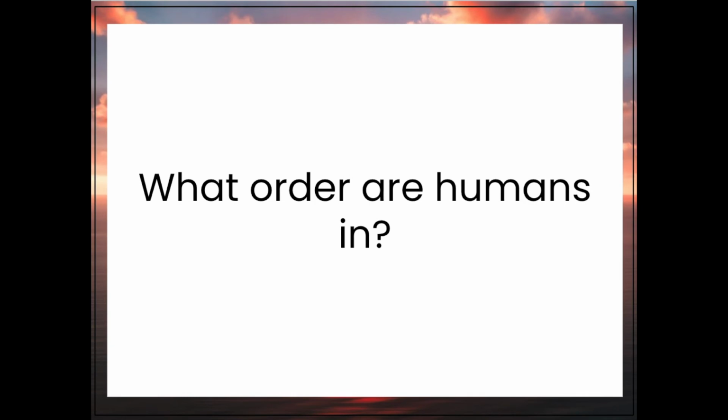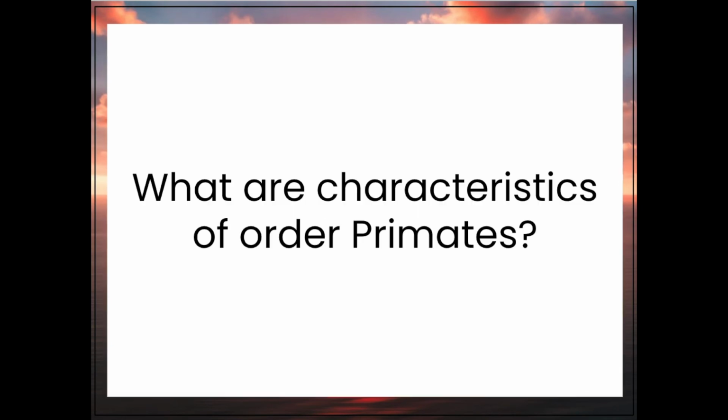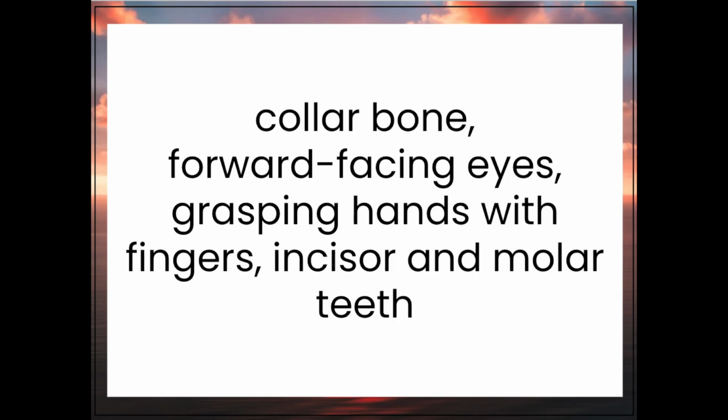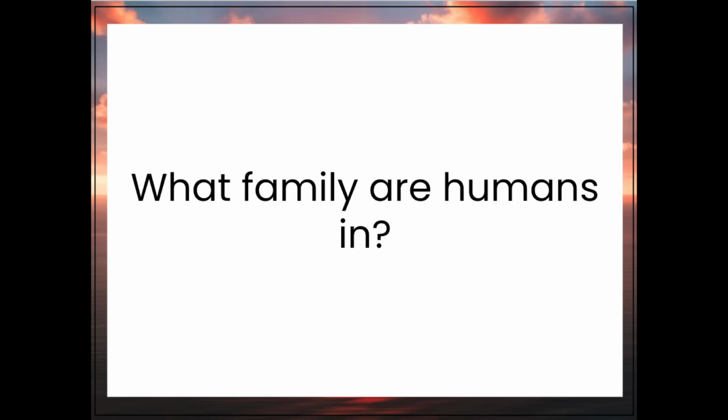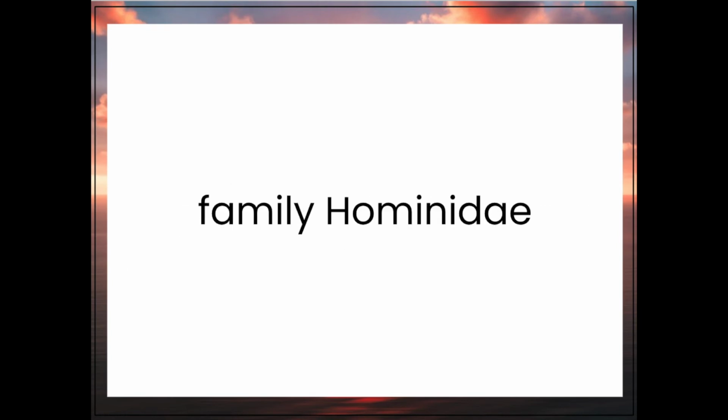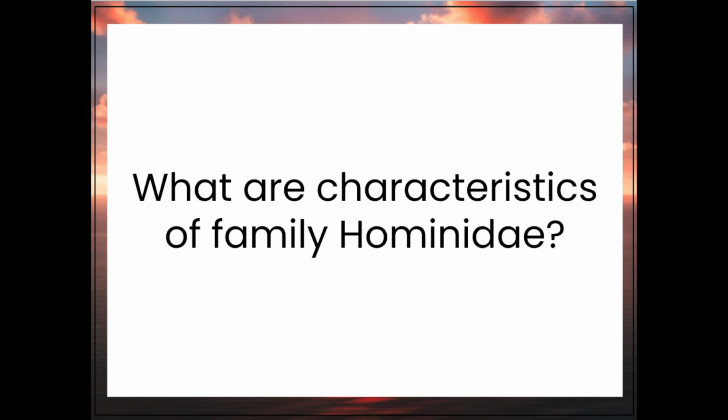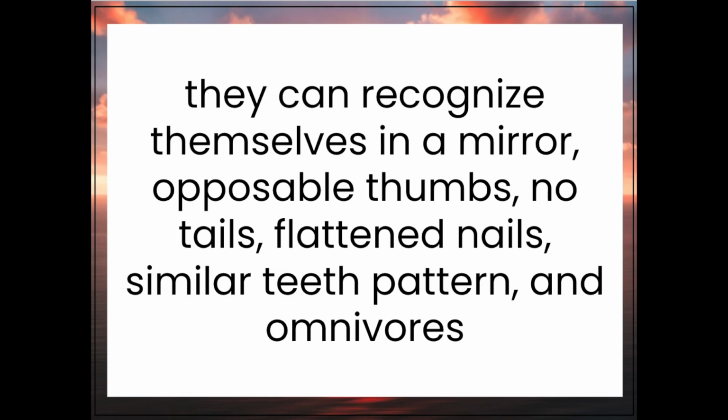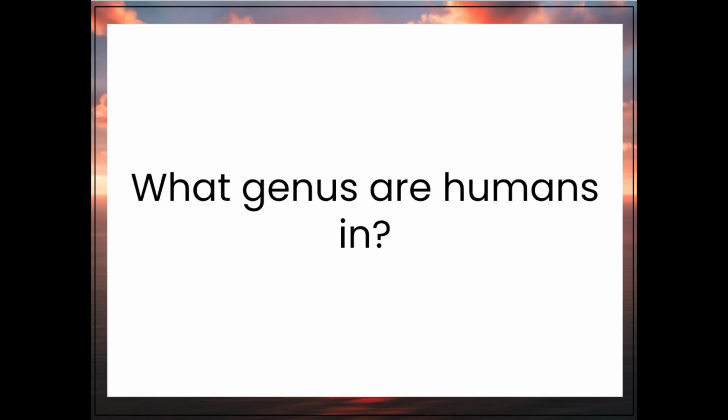What order are humans in? Primates. What are characteristics of order Primates? Collarbone, forward-facing eyes, grasping hands with fingers, incisor and molar teeth. What family are humans in? Family Hominidae. What are characteristics of family Hominidae? They can recognize themselves in a mirror, opposable thumbs, no tails, flattened nails, similar teeth pattern, and omnivores.